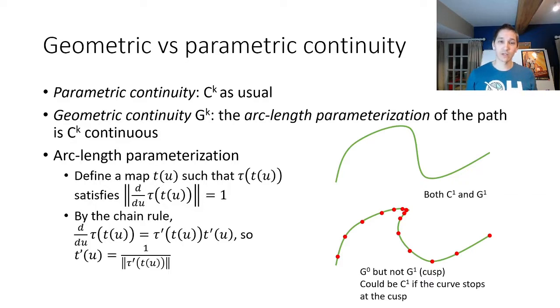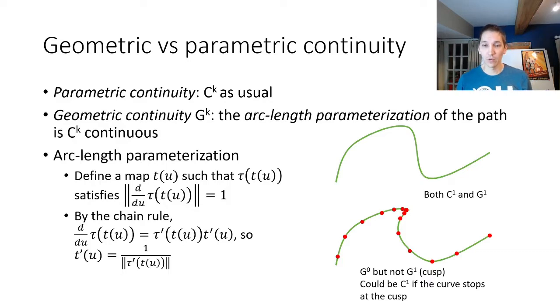Now, there's also geometric continuity, which means that if we take the arc length parameterization of the path, then that path is C^k continuous. The arc length parameterization is a mapping of points along the path such that they're evenly spaced in terms of distance traveled. So in other words, if you had some parameterization with the variable t, we could define some other parameter u such that if we take the path at that point, then the derivative along that path is going to have length 1.